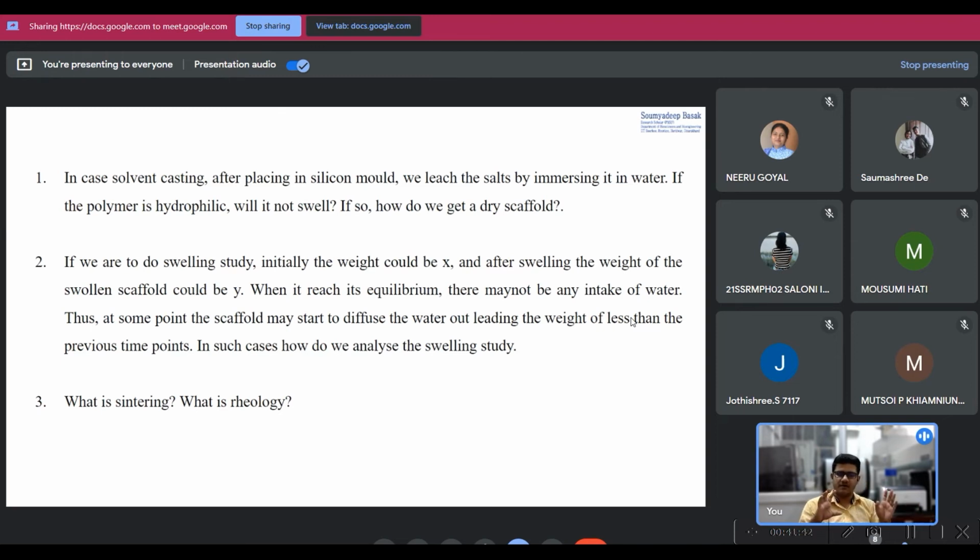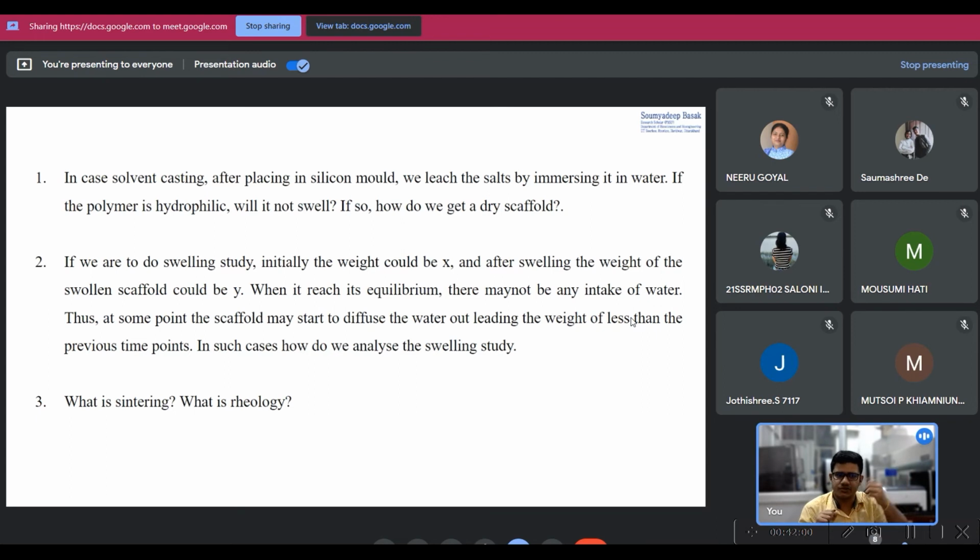Okay, so think about it this way: you have a hydrophilic polymer, not a hydrophobic one. It won't work with the hydrophobic one, right? So you have a hydrophilic polymer, you have taken it and mixed it with the salt crystals, and then you have cast it in a silicon mold.